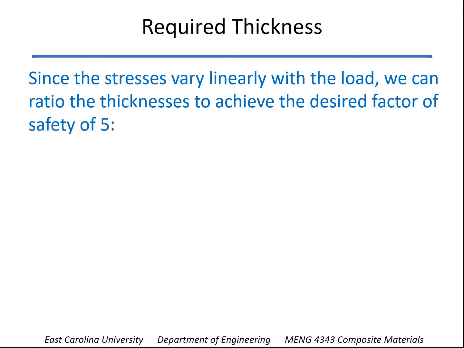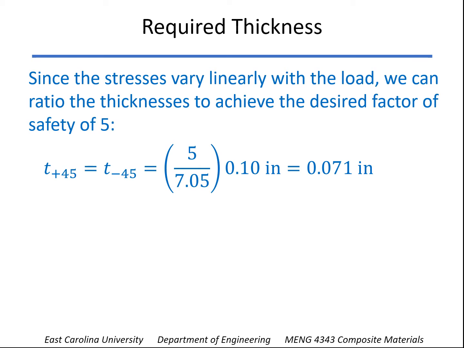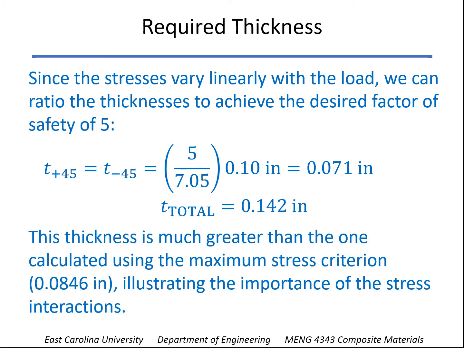So again, stresses are going to be varying linearly with the load, so we can ratio the thickness. We want a factor of safety of 5. With a tenth of an inch for each, we had a factor of safety of over 7, and so we can ratio that down to get, I think that should have been 7.07, but anyway, the total thickness of about 0.14 inches. And when we use the maximum stress criterion, that thickness was much lower.